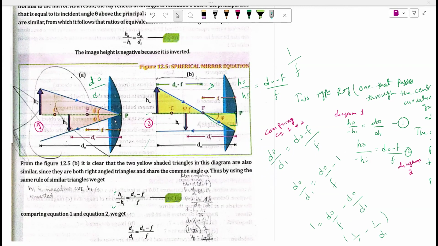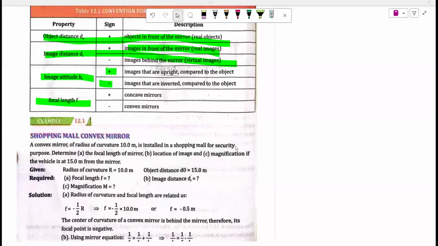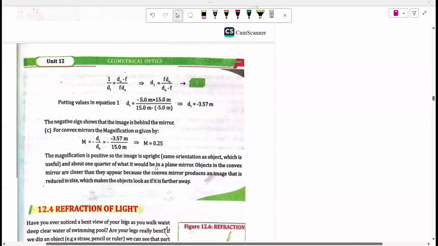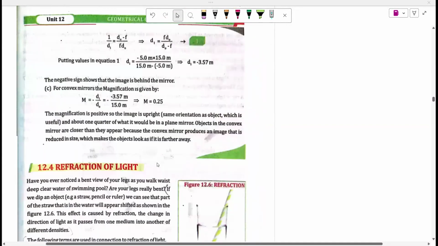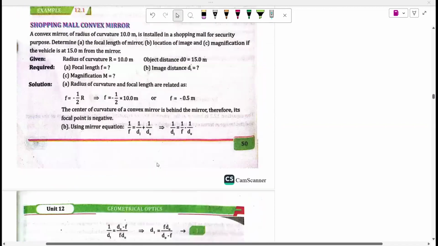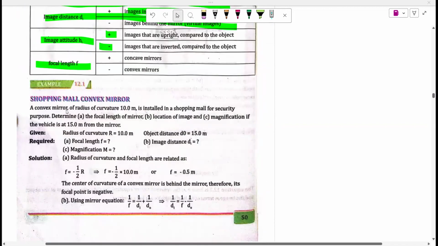How do we compare a virtual image with a real image in mirrors, Hareem? Hareem, I guess you're sitting with this. We reviewed these examples in the last lecture, no, if I'm not wrong? I think we didn't review these examples.